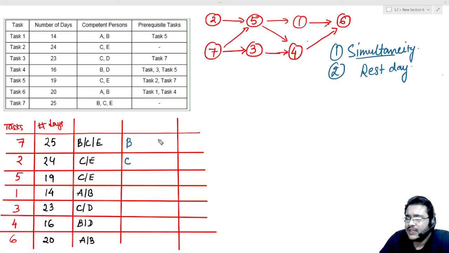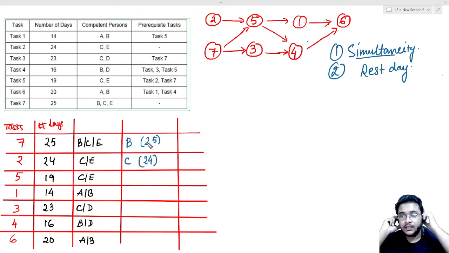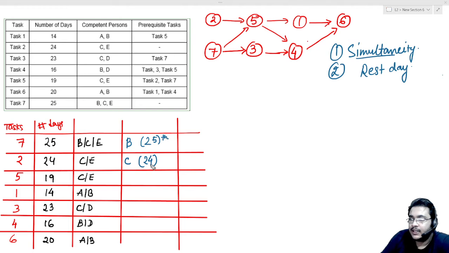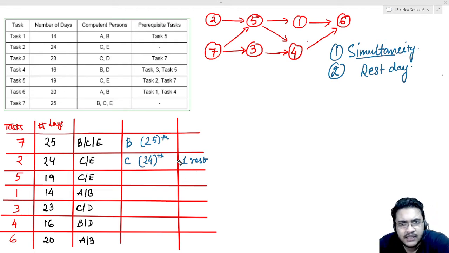Okay. And please understand that B will take 25 days to cover this 7th task, and C will take 24 days, and all of this is happening simultaneously. So day number 1 B started, day number 1 C also started. 25th day is the day in which 7th task is completed. 24th day is the day in which 2nd task is completed. And this C fellow would have done a rest, 1 day ka rest. Okay, because 25th day में तो उसका कोई काम नहीं है C का. C will not do anything on the 25th day, so he can rest.